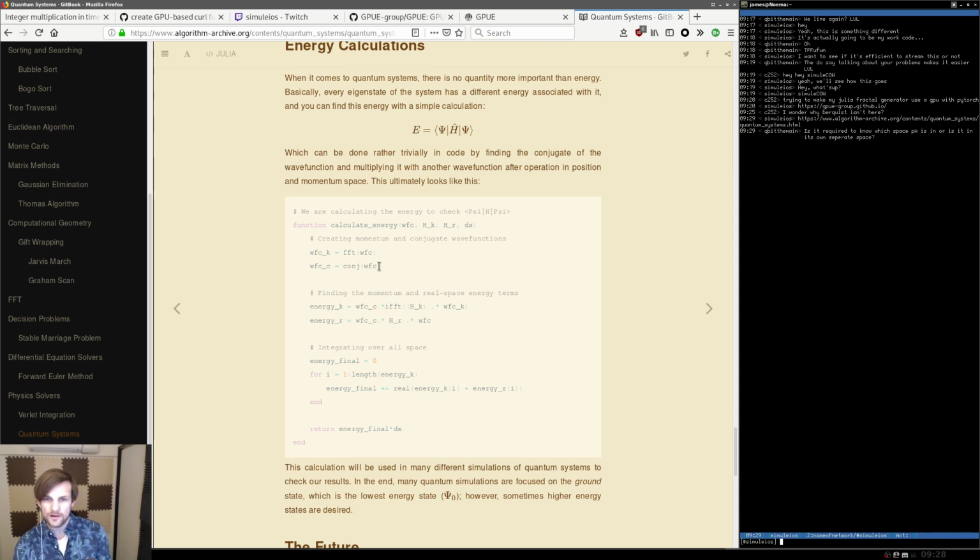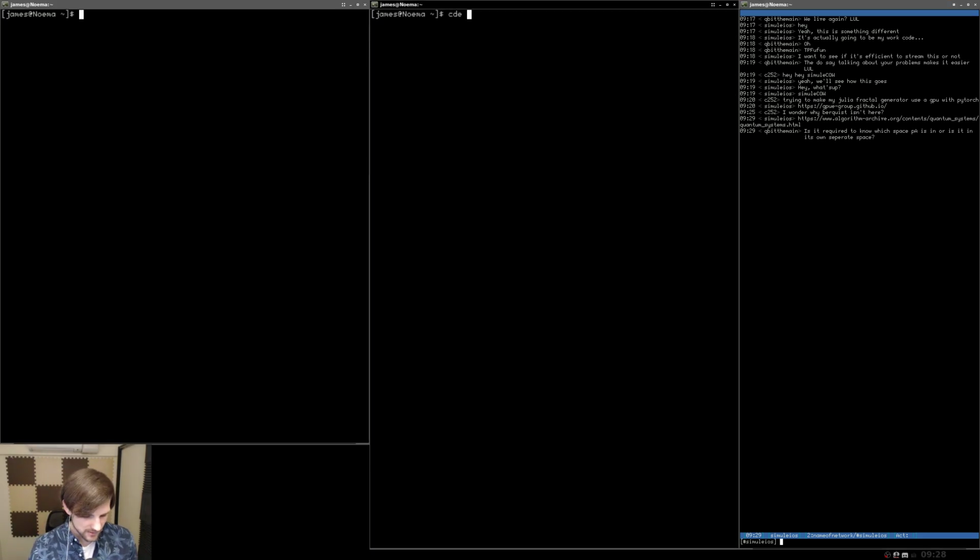Keep it the main. Is it required to know which space PA is in, or is it in its own separate space? So PA is going to be, yeah, it is required to know what space it's in. And let me just show you that in code. So we're going to cd into projects, GPUE, and git pull origin energy fix, I believe is what it's called.